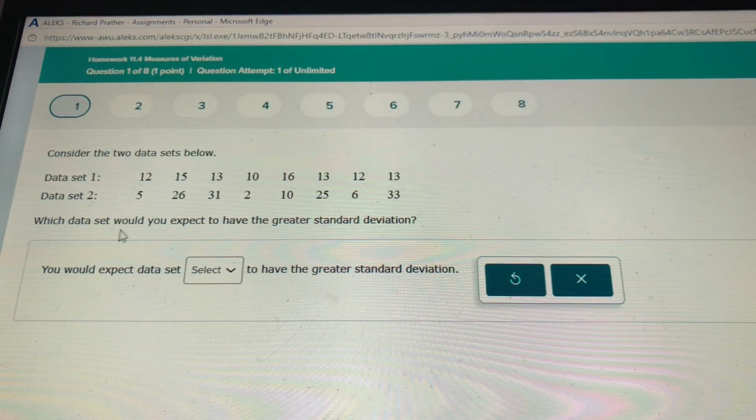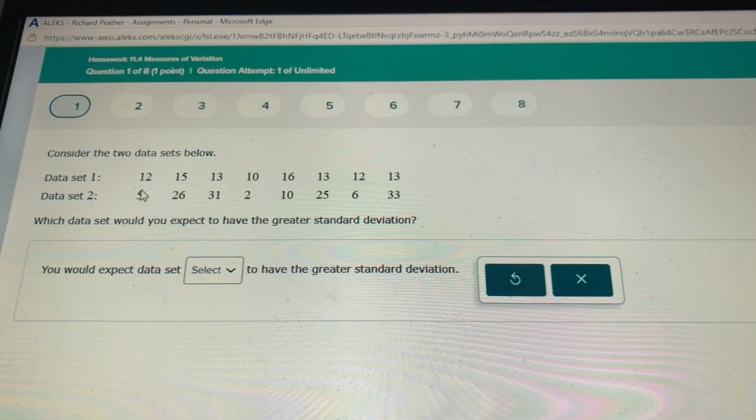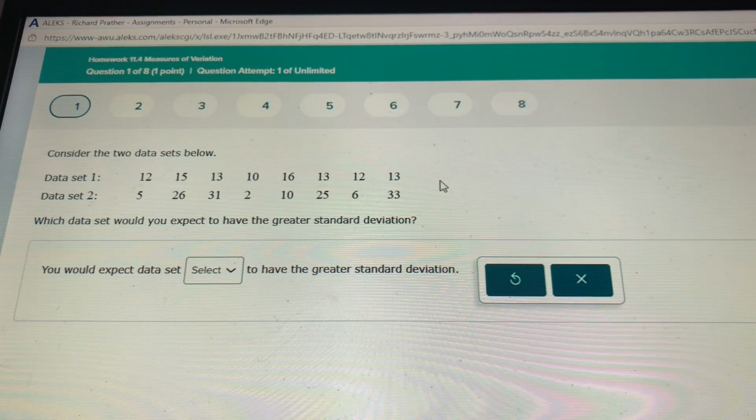Okay, which data set would you expect to have the greater standard deviation? Standard deviation, you can just think of it as spread. So it kind of is how are you spread out from the middle? So notice in the first data set, it's 12, 15, 13, 10, 16, 13, 12, 13. They're all numbers in the teens. So maybe the middle's about 15, or maybe it's less than that, but somewhere in the middle of the teens.